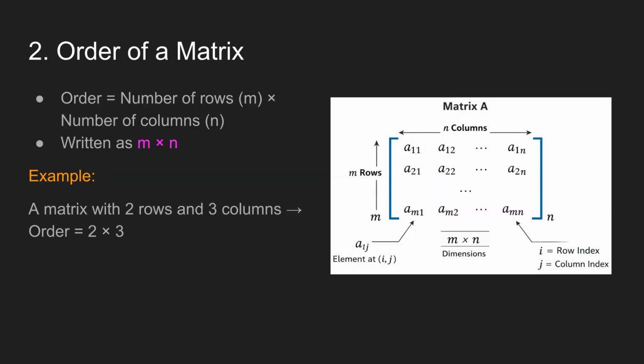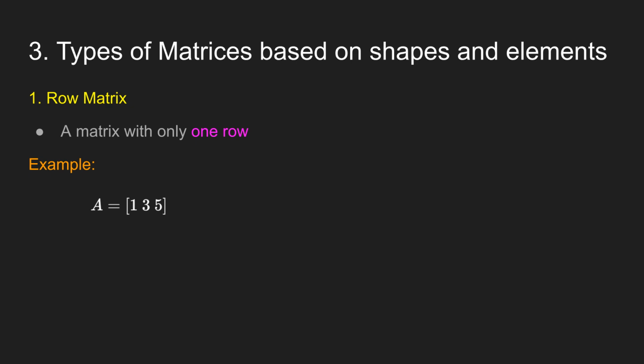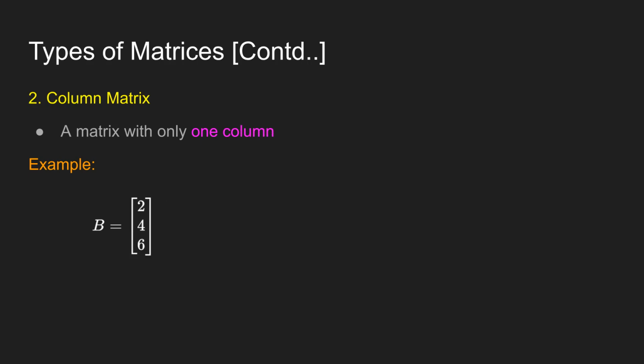The order of a matrix is defined by the number of rows m, multiplied by the number of columns n, written as m by n. For instance, a matrix with 2 rows and 3 columns has an order of 2 by 3. We will now discuss various types of matrices. A row matrix is a matrix that contains only a single row, regardless of the number of columns. Conversely, a column matrix is defined as a matrix that has only one column, regardless of the number of rows.